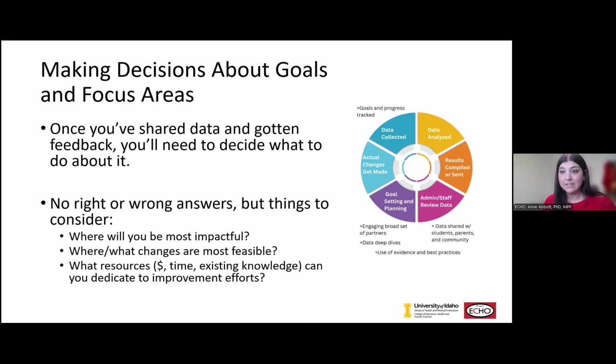Also, and this is obviously a super important one, what resources, including your money, your time, the existing knowledge of your staff, can you dedicate to improvement efforts in any particular area? So if you already have a bunch of initiatives going on about one thing and you're going to pick up something totally new, that may not be a great use of your time unless you can shift some of those resources.